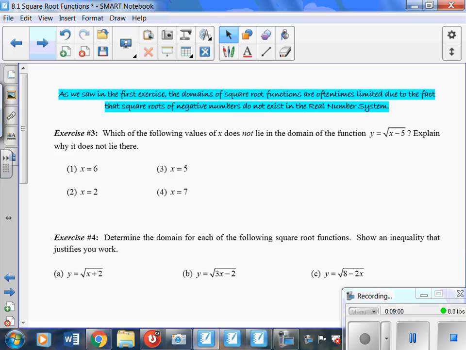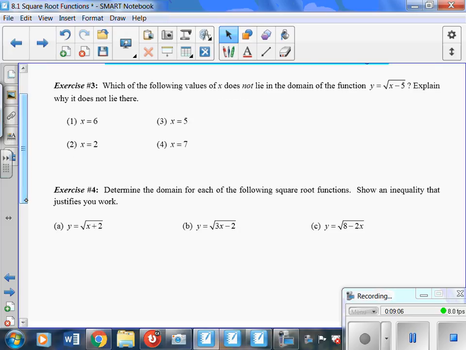Exercise 3. Exercise 3 says, which of the following values of x does not lie in the domain of the function? And then explain why it does not lie there.